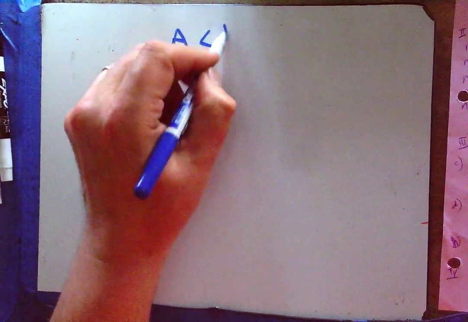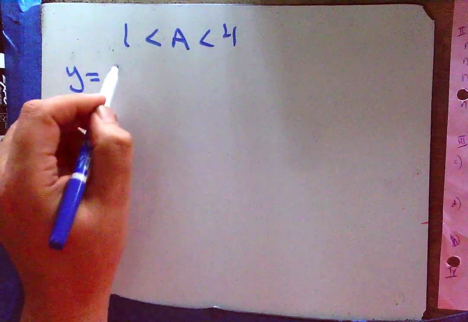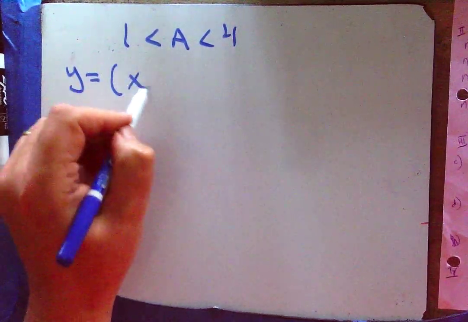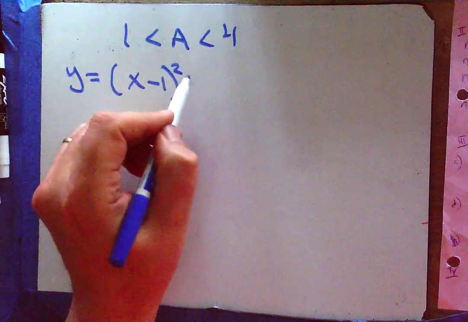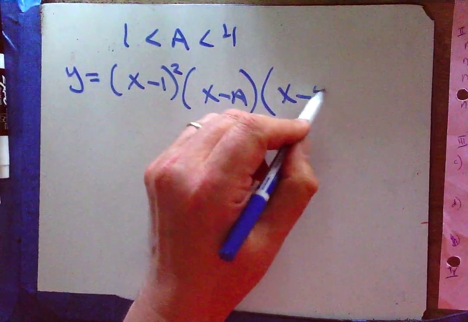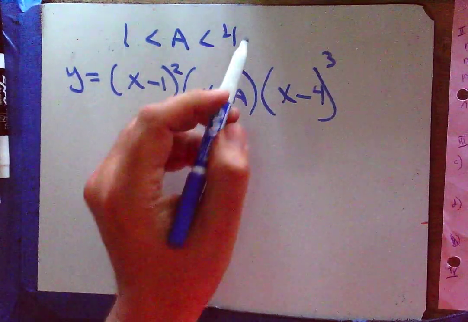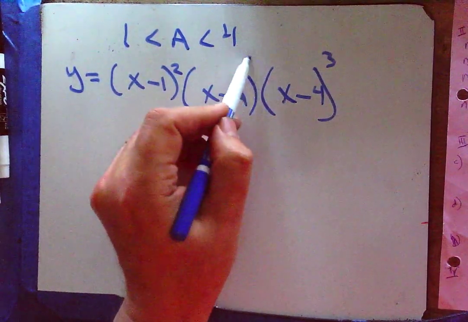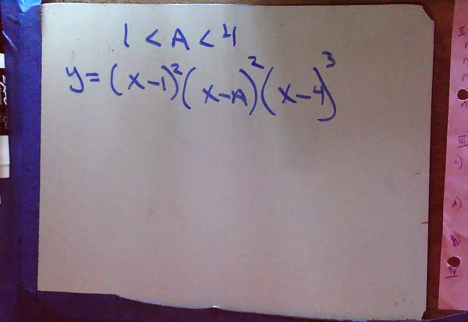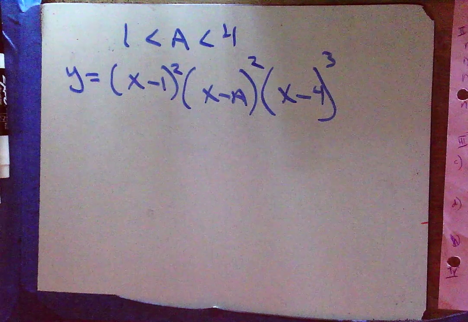So, now that we know that a is a number between 1 and 4, will you please graph y equals x minus 1 squared, x minus a, and x minus 4 to the 3rd. In fact, I think I want an odd, so I'm going to go with a 2-bit. All right, give it a try.